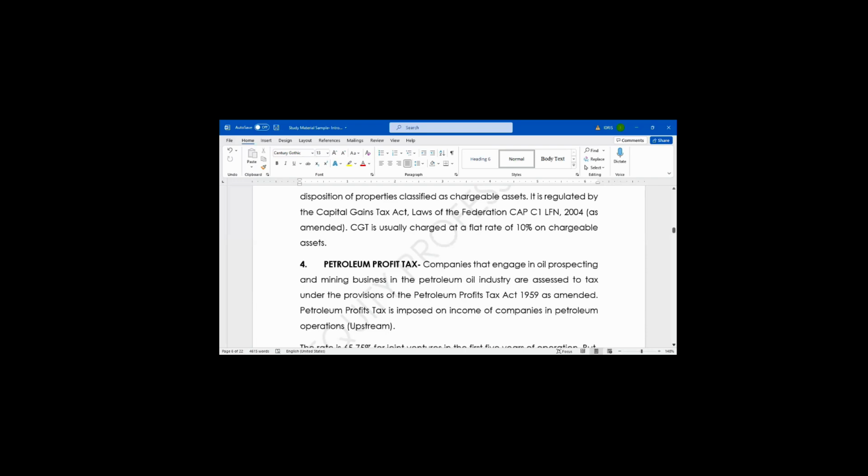So petroleum profit tax, which is now known as hydrocarbon tax, only applies to upstream petroleum companies. Those companies engage in extraction, drilling, and refinery of crude oil. From the profit that they derive from such business, they will pay hydrocarbon tax, which is called petroleum profit tax.